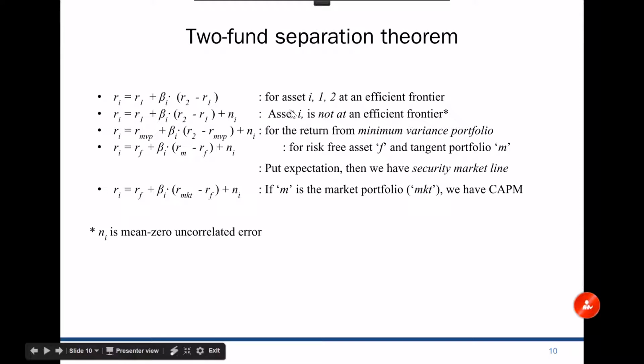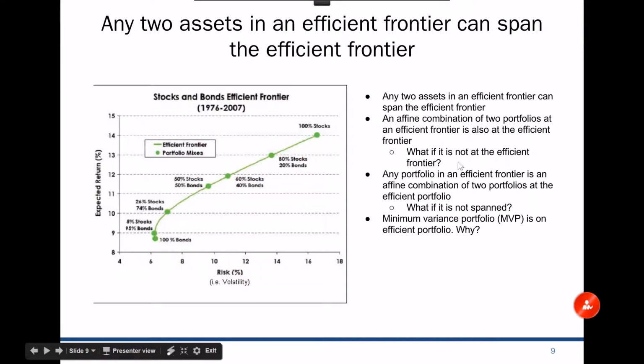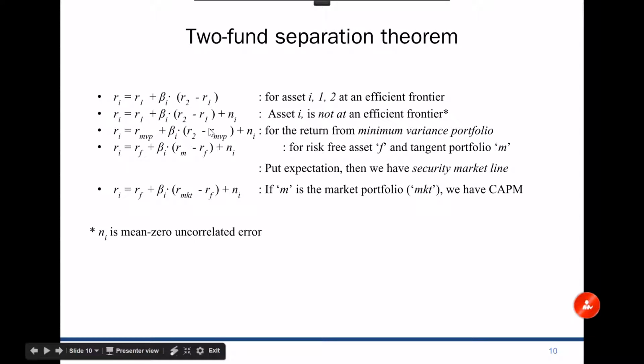Furthermore, we know the minimum variance portfolio is always on the efficient frontier, right? So instead of R1, we change it to RMVP. So any asset is RMVP plus a linear combination of the minimum variance portfolio and some other efficient portfolio, and pure noise.